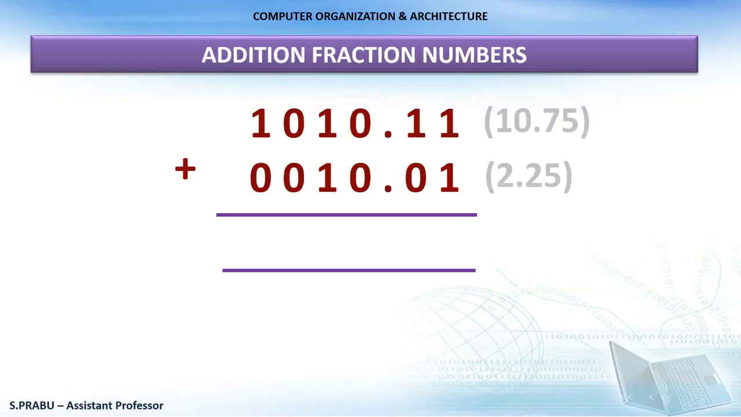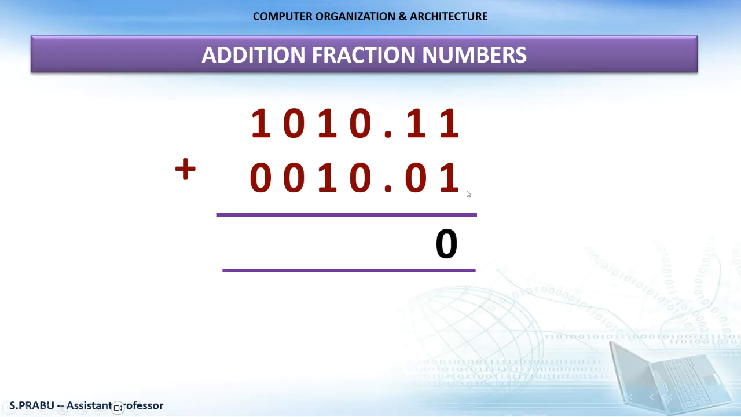The next part is fractional addition. The fractional numbers contain two parts. One is the whole number, the second is the fractional part, separated by the dot. 10.75 is the decimal equivalent of this number. 2.25 is the decimal equivalent of the second number. I am finding these two numbers only for cross-checking purposes. You can directly do the addition operation without finding these two numbers.